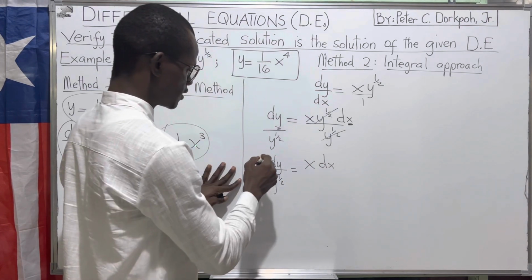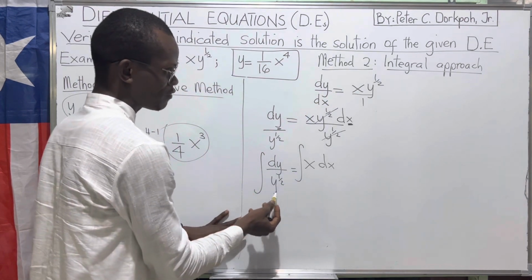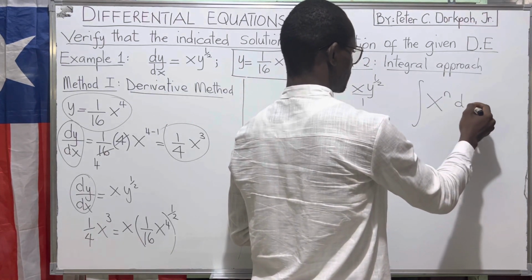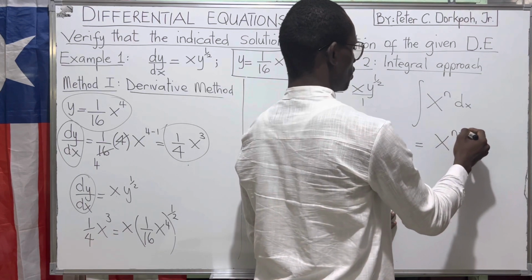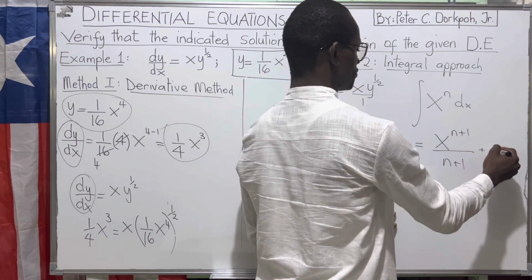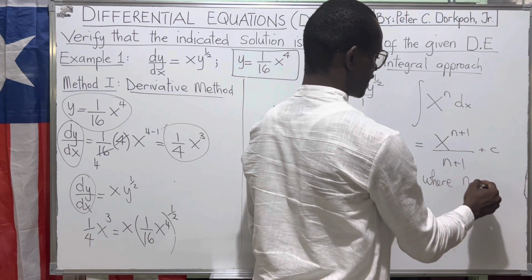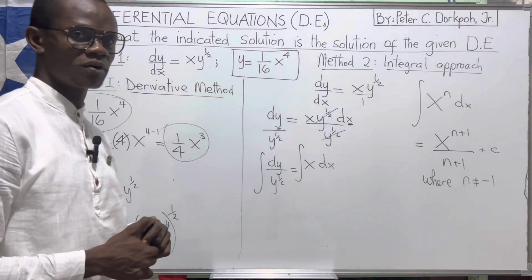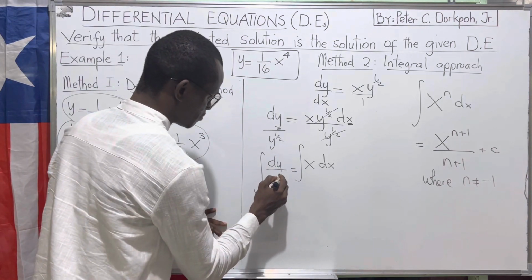So we can integrate both sides. So we integrate this side and integrate this side. To integrate y raised to the power half, remember we said the integral of x raised to the power n dx is just equal to x raised to the power n plus 1 all over n plus 1, plus some arbitrary constant c, where n is not equal to minus 1. So n can be any other expression, but n should not be equal to minus 1. So if we look at this, this is not minus 1.